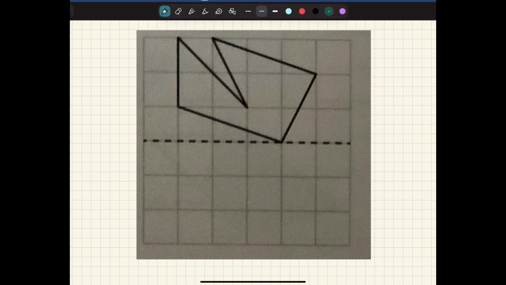Okay, so let's mark all the points. 1, 2, 3, 4, 5, 6 points. So we need to reflect these 6 points along this line of reflection. Okay, so let's start with number 1. So 1 unit vertical, 1 unit here. So this is going to be, let's use a different color. Okay, so let's call this A, B, C, D, and E. Okay, so this is A prime.